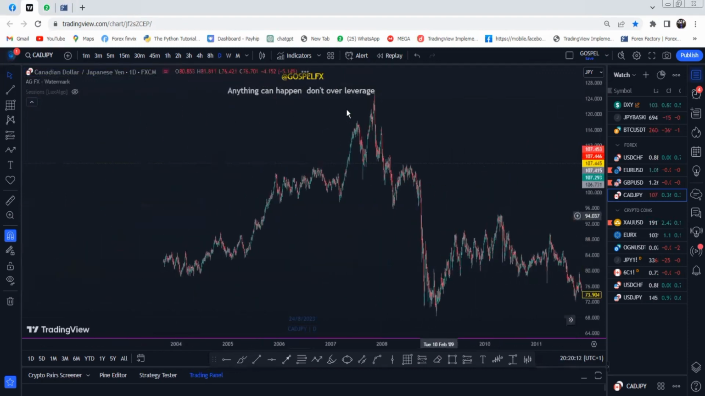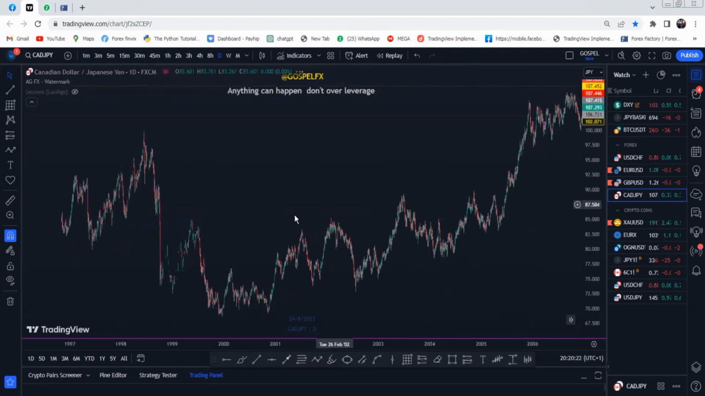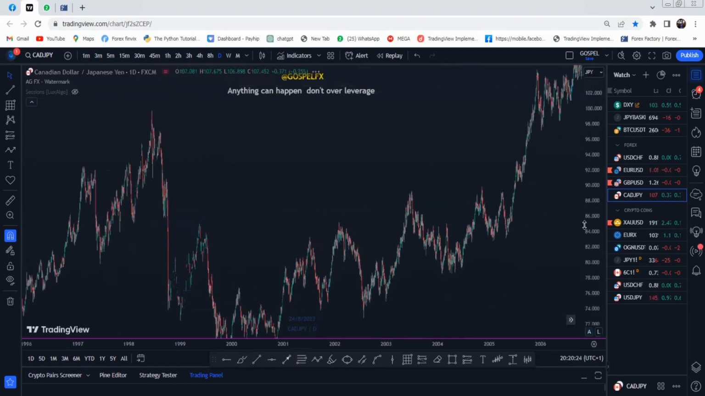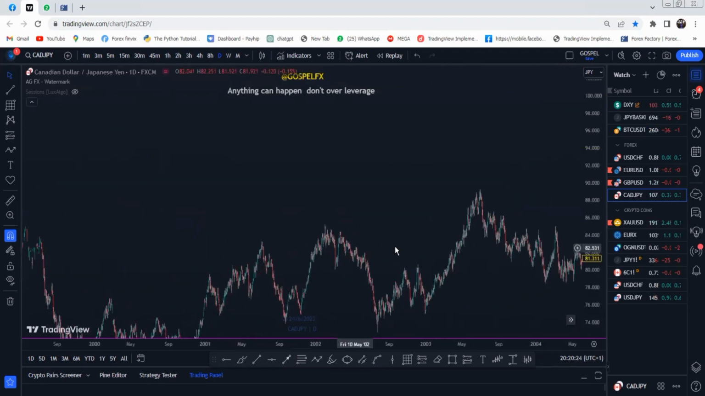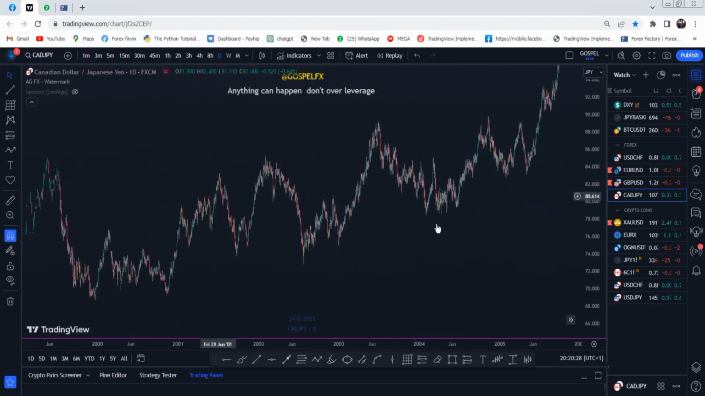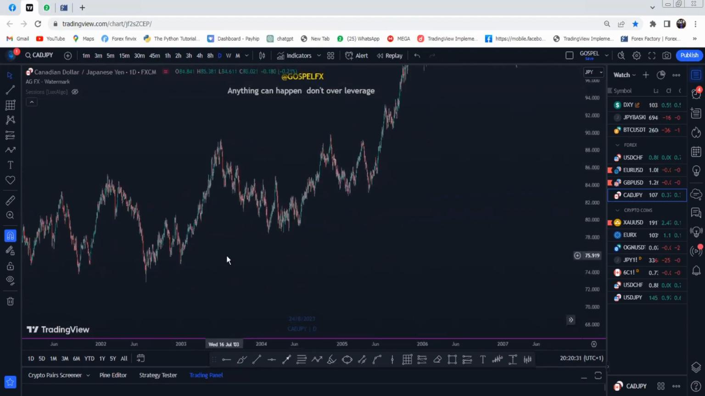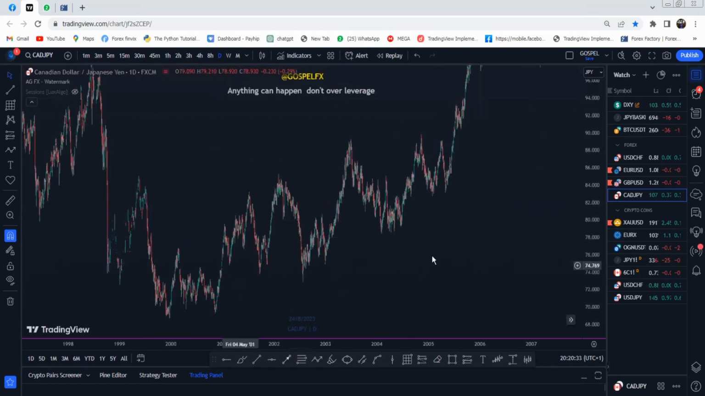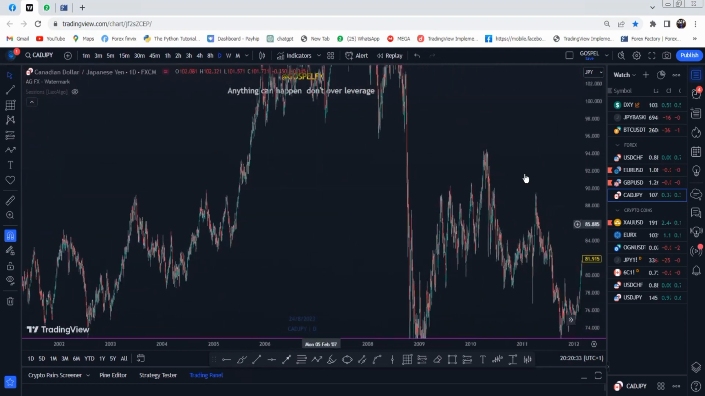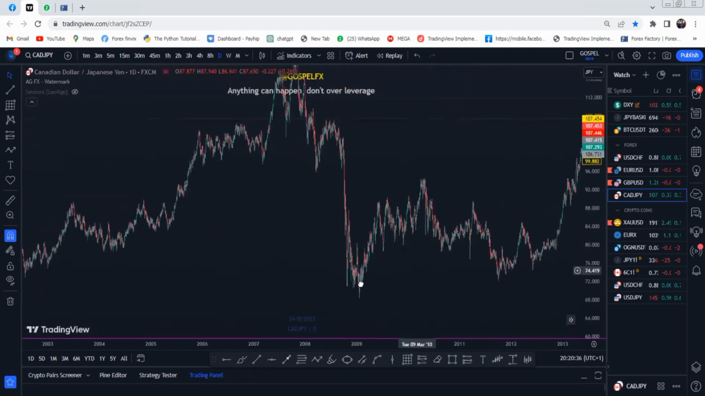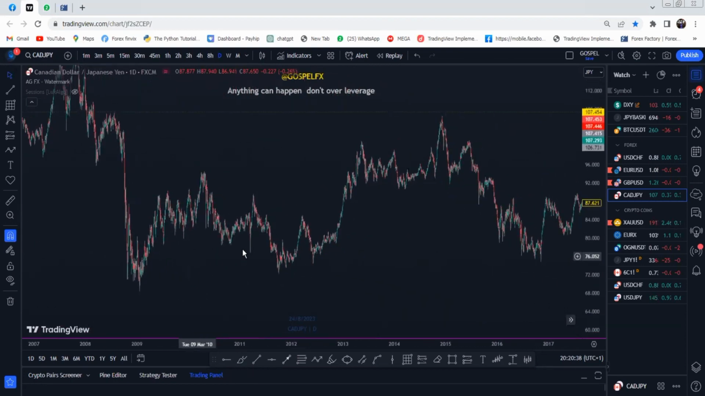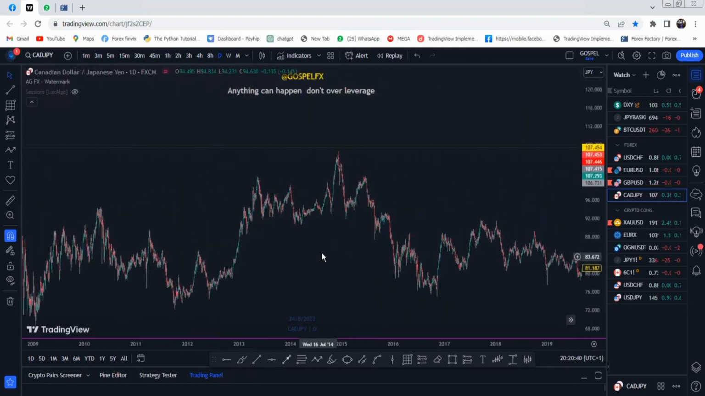Now you will notice that the market does not move on a straight line. The market never moves on a straight line. The market always moves in a zigzag form. Your market will not just be moving straight up like this. No, no, no. It doesn't happen like that. You can see the nature of the market. It's always moving zigzag, zigzag, zigzag.